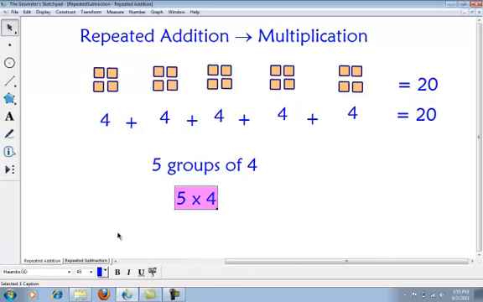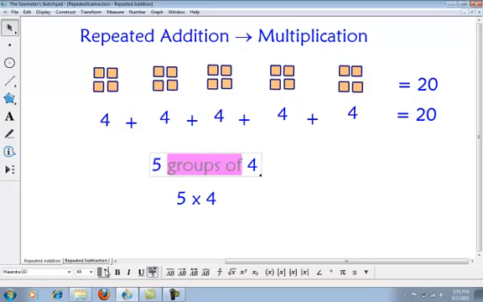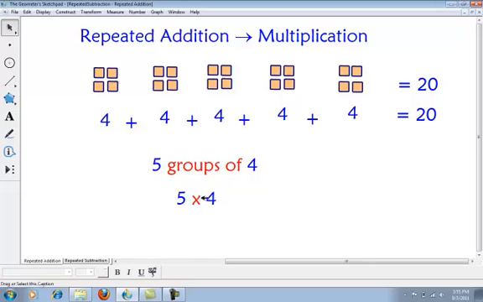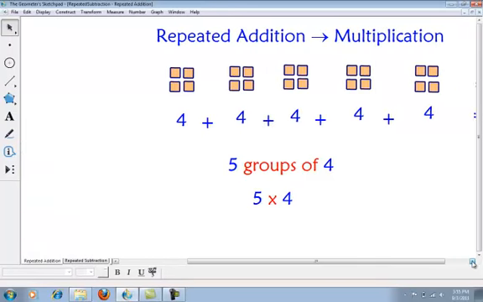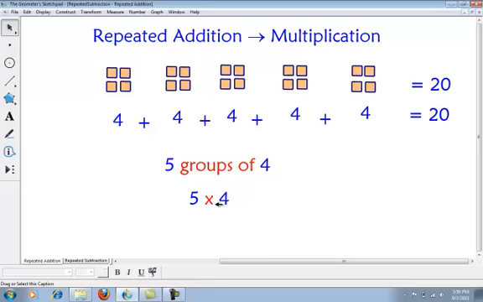One thing that I like to tell all my students, and you may not realize, is that these words here, groups of, mean the same thing as the multiplication symbol. A lot of times students will hear 5 times 4, and that's not wrong, but it helps you to have a better picture in your head if you think of it as groups of 4. That's what this symbol literally means. Just like if you think of this phrase, cats and dogs, we can also write it like this, cats & dogs. This symbol is a short way of writing the word and. The same thing with the multiplication symbol. It's a short way of writing groups of.